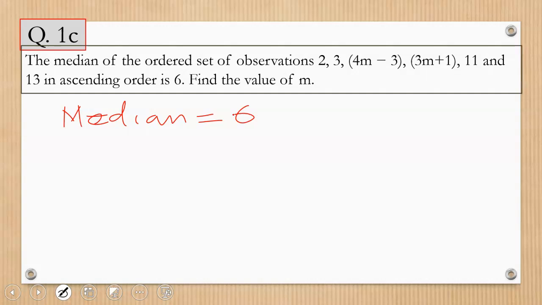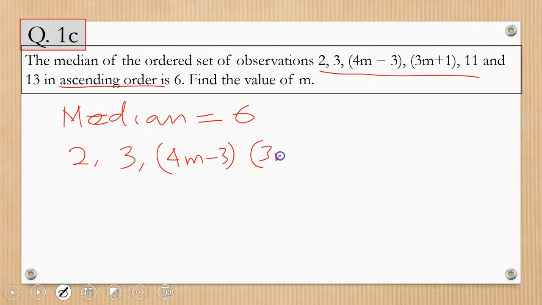Now, we know that before we can find the median of a set of data or values, we need to arrange the values in order of magnitude. The question says they are already in ascending order. That means they are in order of magnitude, starting from the lowest. And so we have our 2, our 3, our 4m minus 3, our 3m plus 1, our 11, and then 13.